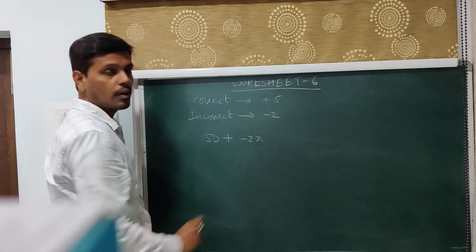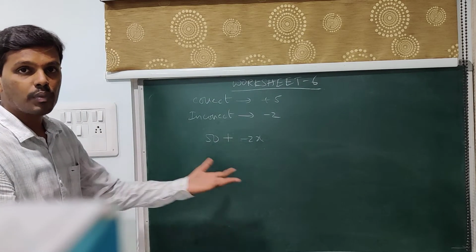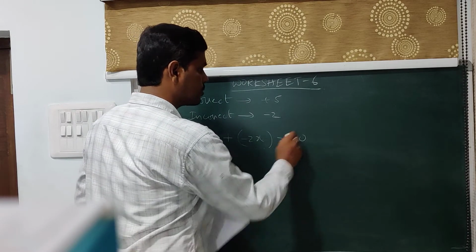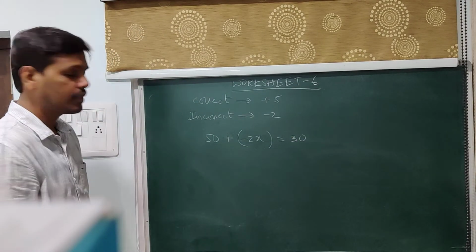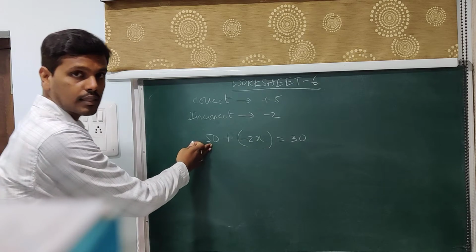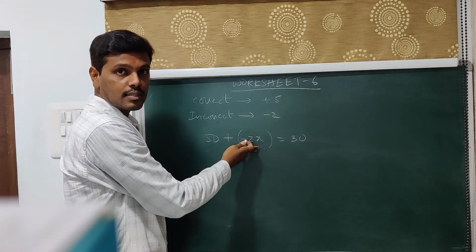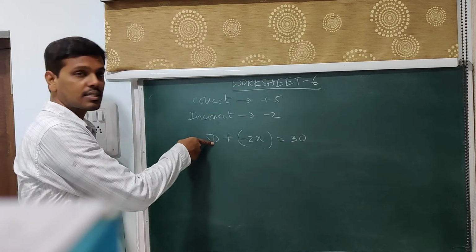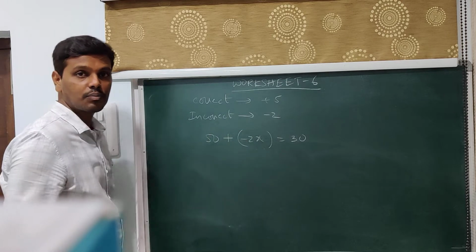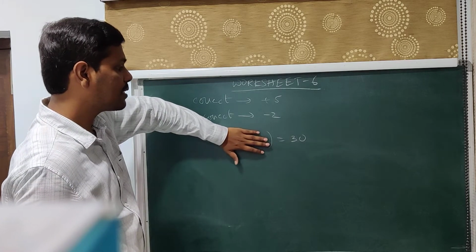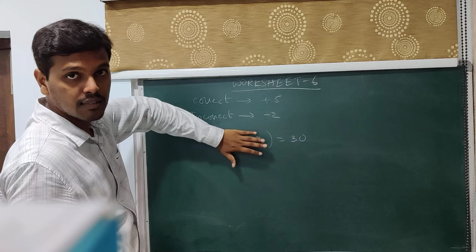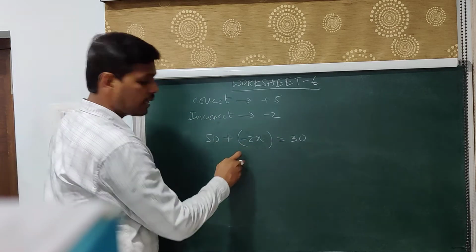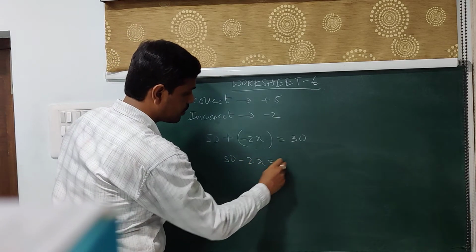Now the summation of the marks obtained in both the cases will be her total marks, and which is given as 30. So that is the reason I am equating that to 30. These are the marks obtained on correct answers. These are the marks obtained on incorrect answers. Now when we say how many marks she has scored in the exam, it is the summation of the marks obtained on correct answers and also the marks obtained on incorrect answers. So these are the marks obtained by her in the exam, and these marks are given as 30, therefore I am equating that to 30. So 50 minus 2x is equal to 30.